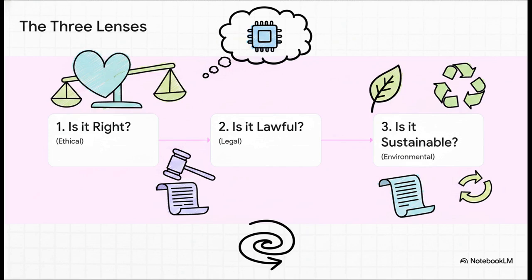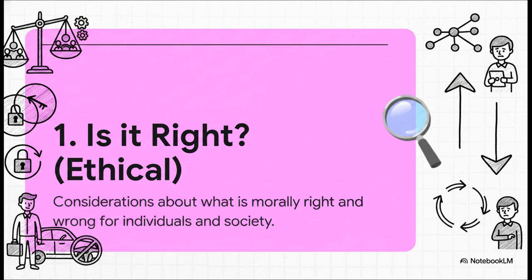So the first lens is the ethical one. Is it right? This is all about what's morally good or bad. You're asking questions like, does this technology treat people fairly? Does it invade their privacy? Could it make people, like taxi drivers, lose their jobs?